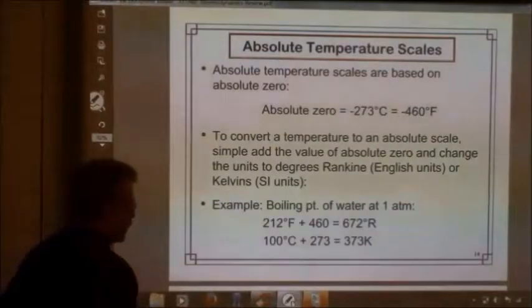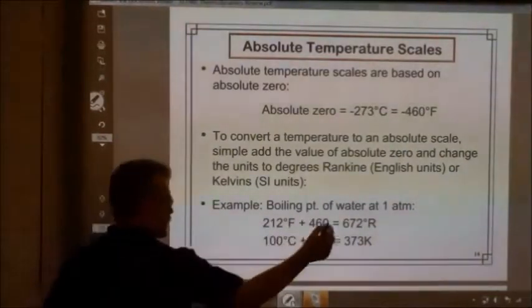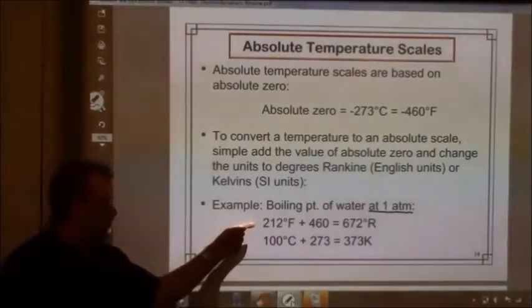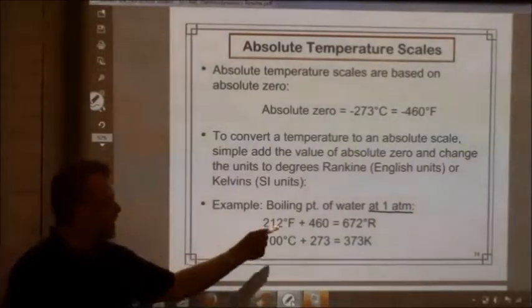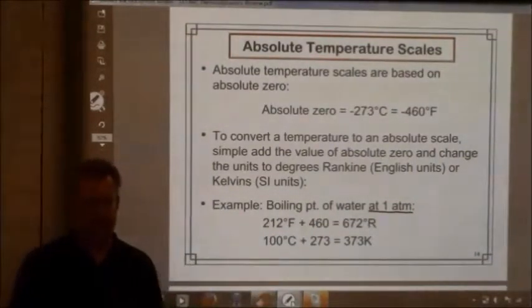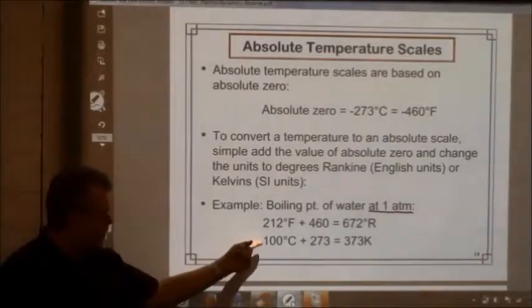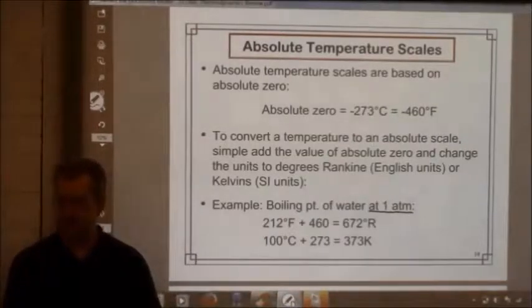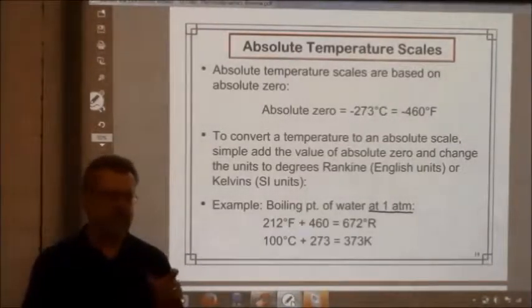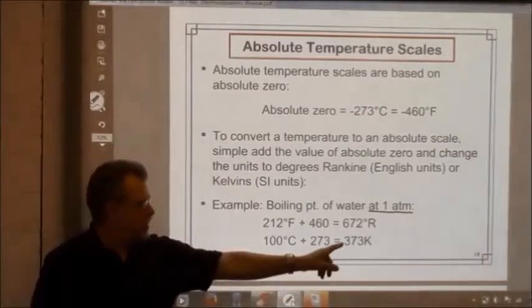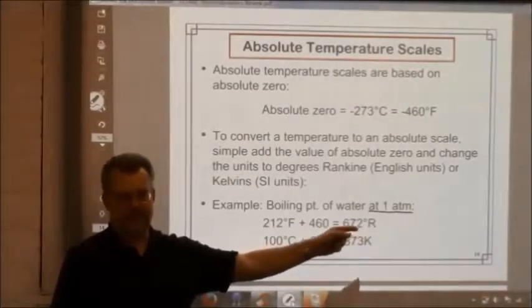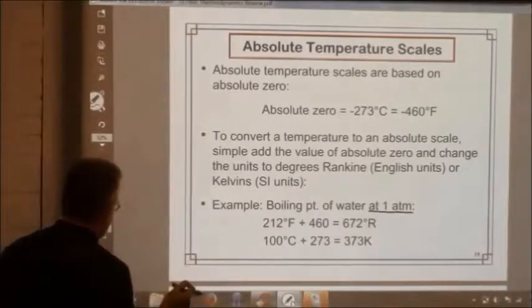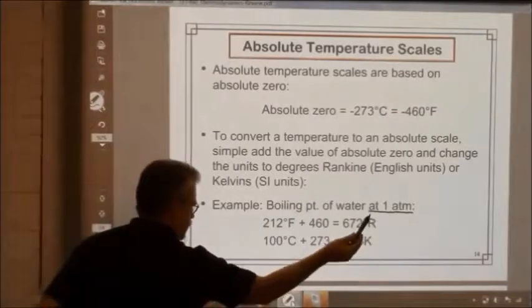For instance, the boiling point of water at 1 atmosphere, and this is important, we'll talk about this a little bit later, is 212 degrees Fahrenheit. If I want that in degrees Rankine, you add 460, it's 672. In the SI system of units, 100 degrees C plus 273 is 373 kelvins. Now, a kelvin is a unit, just like a joule or a watt. So you don't write degrees Kelvin, it's kelvins. That's a fine detail, but pay attention to it, because you'll very often see 373 kelvins.